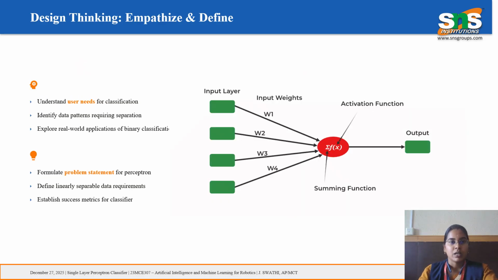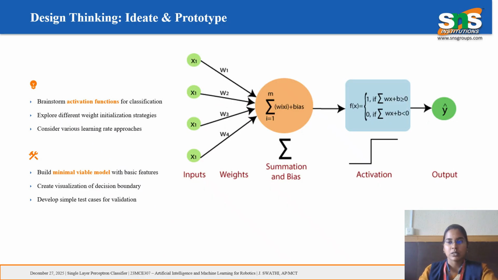So now coming to the understanding part, here it understands the needs for the classification. So first step is, we know that for supervised learning, classification is the basic thing we have to do, and for this classification the understanding of the user need is very important, and identifying the different data patterns is also important, and we have to use binary classification. And next we have to go for the problem statement, like what perceptron is really needed, and then we can give the single layer or multi-layer.